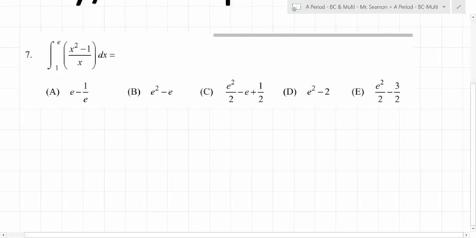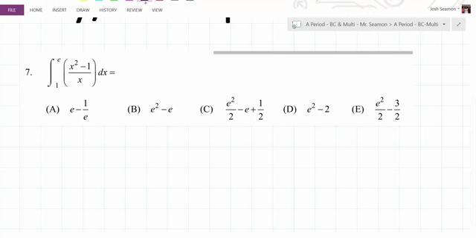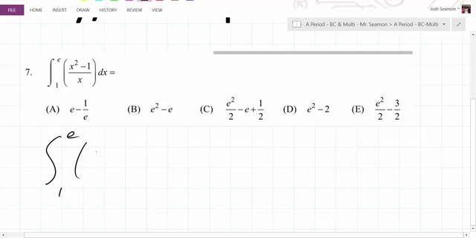Are out there what they think the best way to go about doing this one is? Yeah, Brendan. Well, you can separate it. You can separate it? What do you mean? So you can make it the integral of 1 to e of what? Yeah, so x squared over x minus 1 over x.